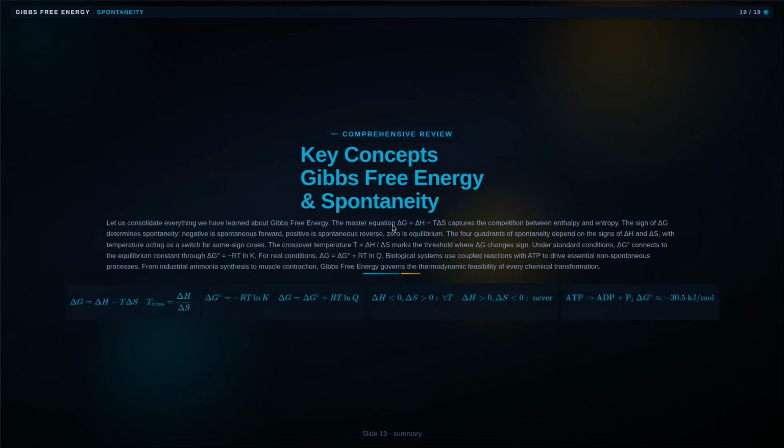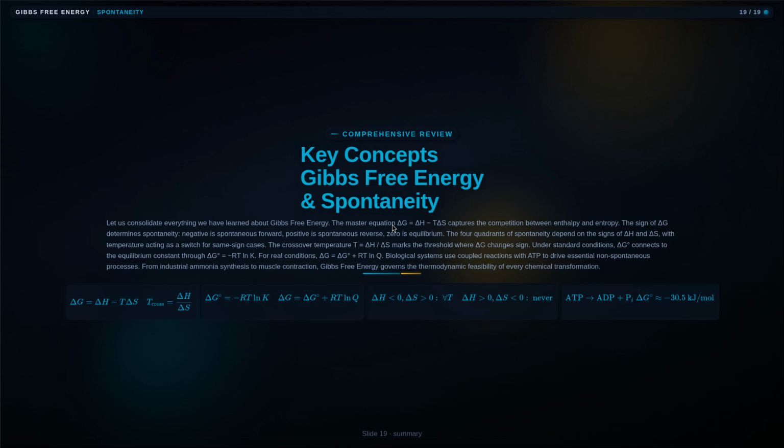Let us consolidate everything we have learned about Gibbs free energy. The master equation delta G equals delta H minus T delta S captures the competition between enthalpy and entropy. The sign of delta G determines spontaneity. Negative is spontaneous forward, positive is spontaneous reverse, 0 is equilibrium. The 4 quadrants of spontaneity depend on the signs of delta H and delta S, with temperature acting as a switch for same sign cases.